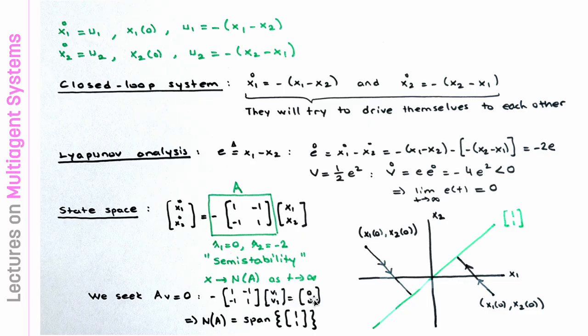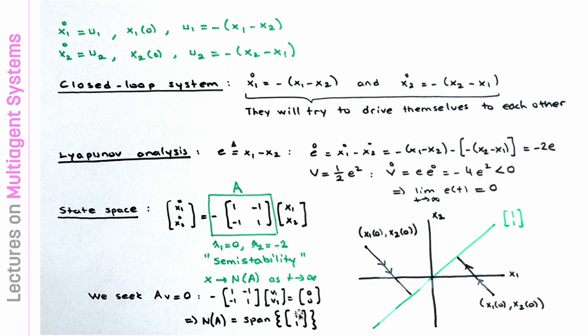10, 10, you will get 0, 0. So there exists more than one unique V1 and V2 pair. That's why we use this span. So V1 and V2, or the null space of this A matrix, or the eigenvector of the zero eigenvalue, spans all vectors that are 1, 1.